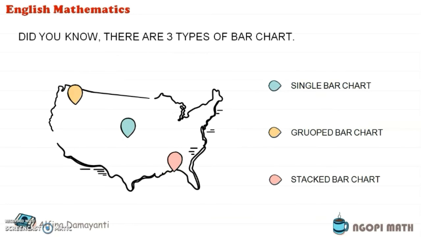Did you know, friend? There are three types of bar chart: single bar chart, group bar chart, and stacked bar chart.